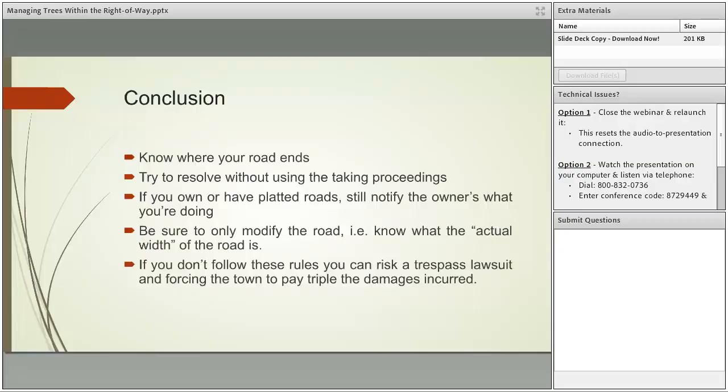So a platted road is a type of easement, but it's an easement that is specifically dedicated to the town, and the town isn't doing any sort of taking, and so there's more permission there.